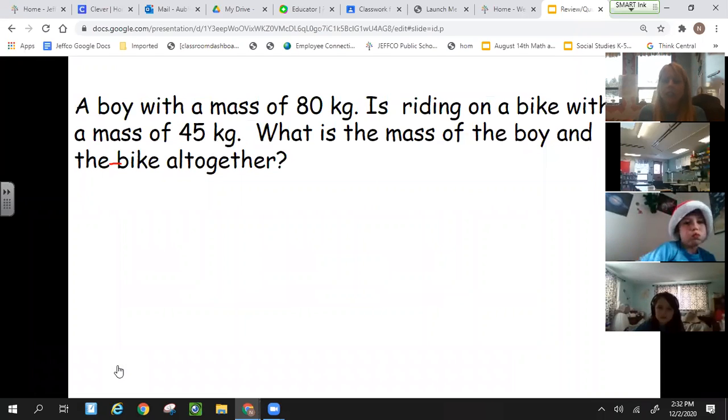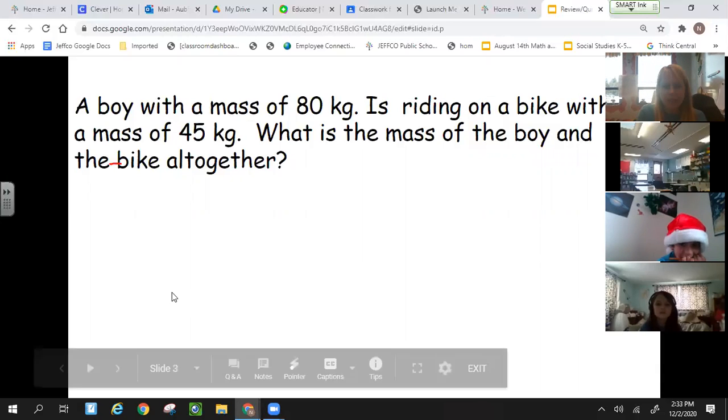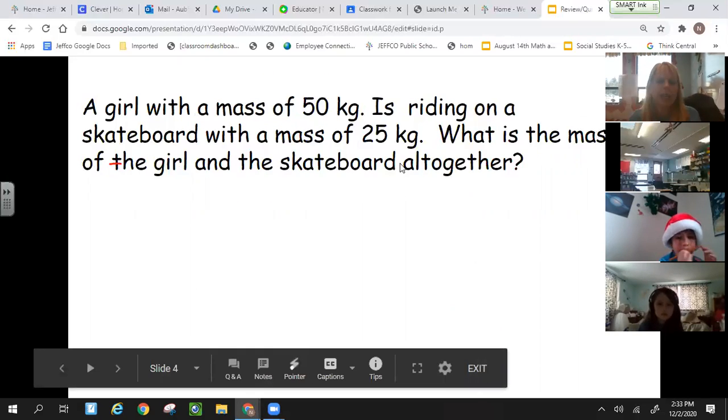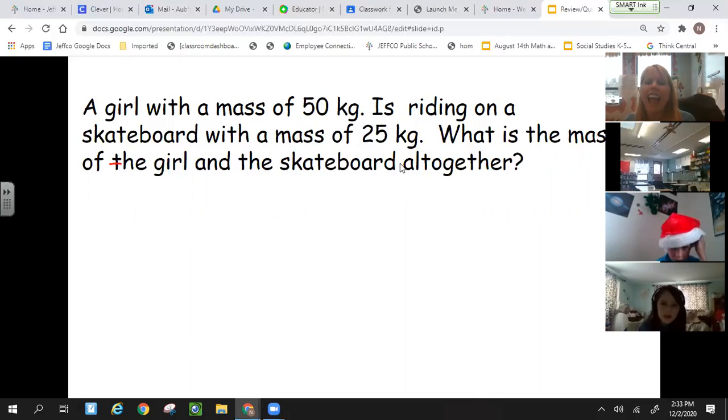We are going to quickly do a review before we do our GimKit activity. So we will need our math spiral. You will see a problem similar to this on your quiz today. So again, if you are participating, you're going to do just great. A boy with a mass of 80 kilograms, oops, this should not be capitalized. Let's see, well, we're just going to go with it, is riding on a skateboard with a mass of 25 kilograms. What is the mass of the girl and the skateboard all together?